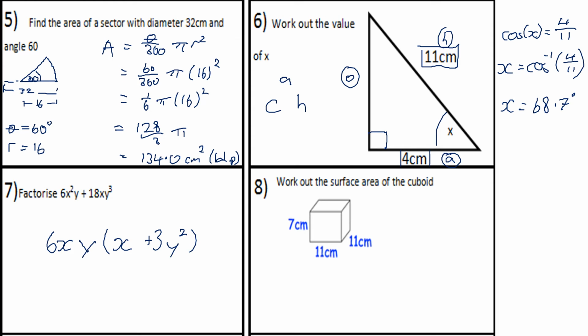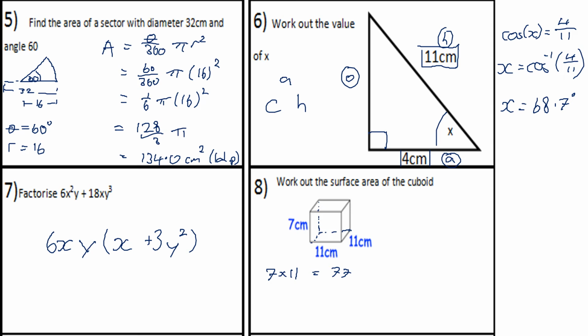Okay, next question. We've got a cuboid and we want to work out the total surface area. We've got a height of 7, 11 on the base, and 11 depth also. So let's work out the front face first. The front face is 7 times 11. So 7 times 11 is equal to 77.